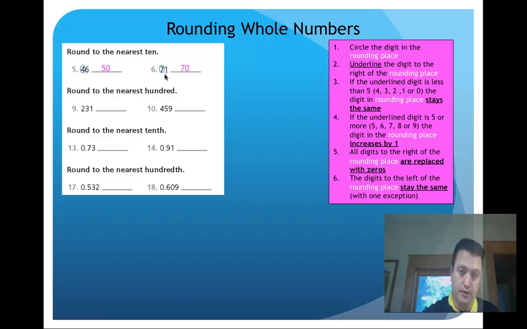Let's take a look at the nearest hundred this time. Okay, so I'm going to underline the digit in the hundreds place. I'm going to underline the digit immediately to the right. In this case, the tens place. I've got a 3 there.